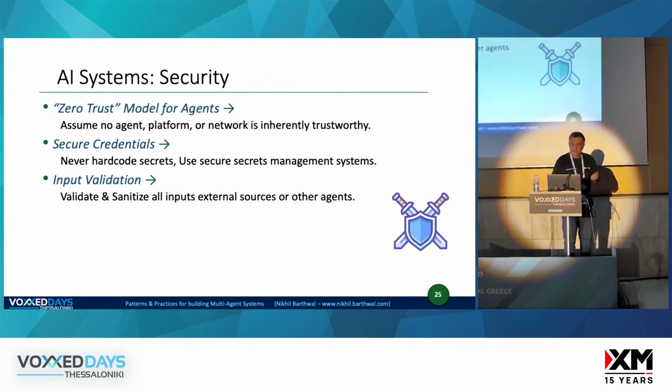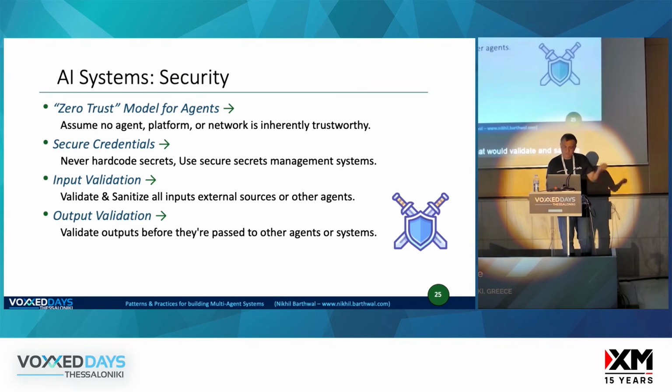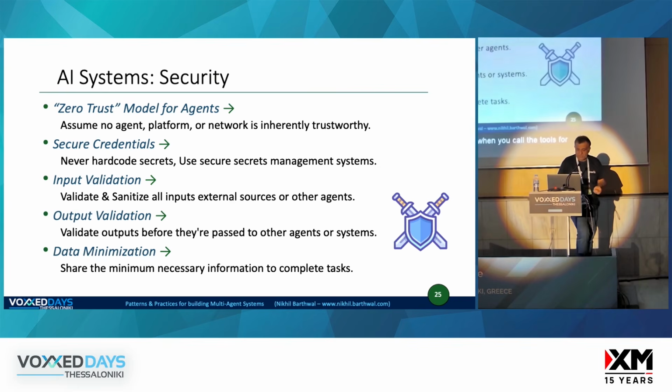Input validation, output validation. You need to have guards that would validate and sanitize all inputs. Similarly, validation on the output before you pass, especially when you call the tools for action, you want to make sure that this is actually the right thing to do. Data minimization: share the minimum amount of data to complete necessary tasks, because you might run into issues like exposing excessive data, the model might be confused, you might have security implications, etc.